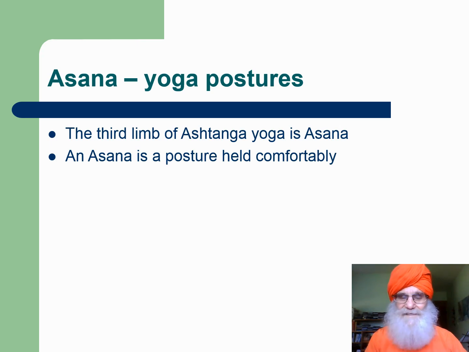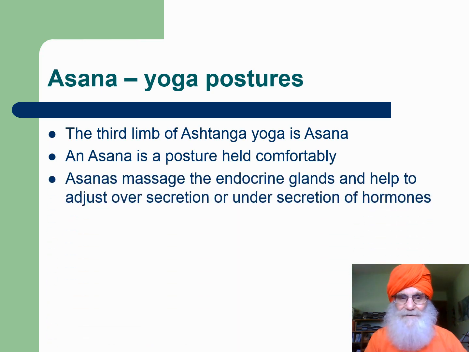So what about asanas? We talk about why we should do them. That's the important thing. What they do is, this is interesting, they massage the endocrine glands and help to adjust the secretions of hormones. So actually they have an effect on emotional well-being. Asanas are not just aerobic or calisthenic exercises. Originally they were devised to work on the innermost parts of the body.